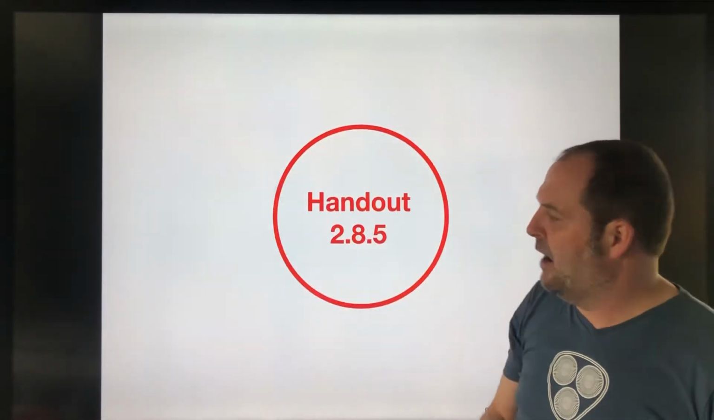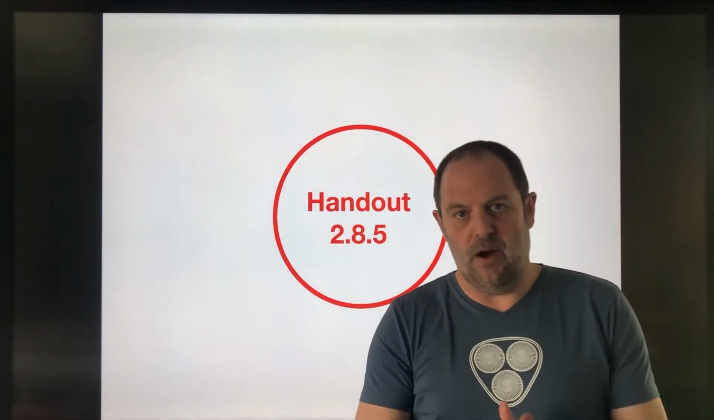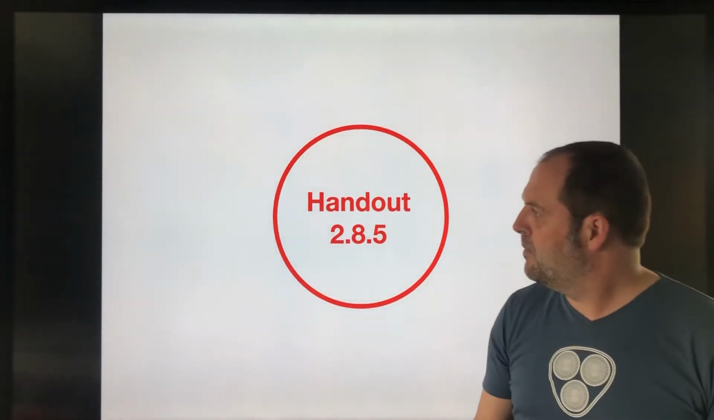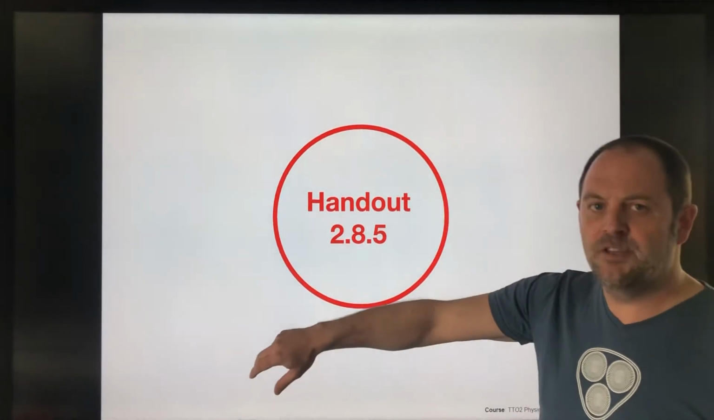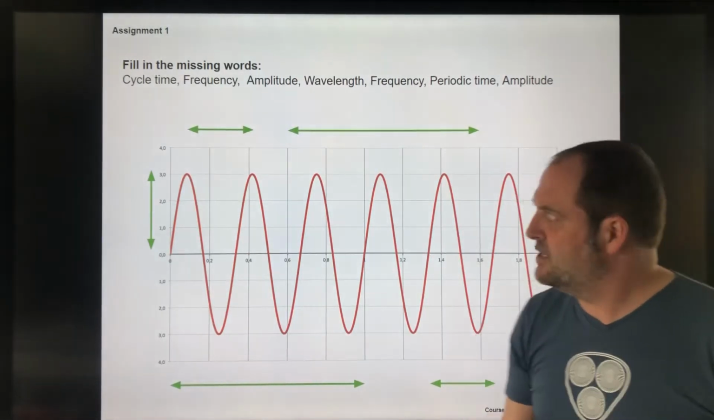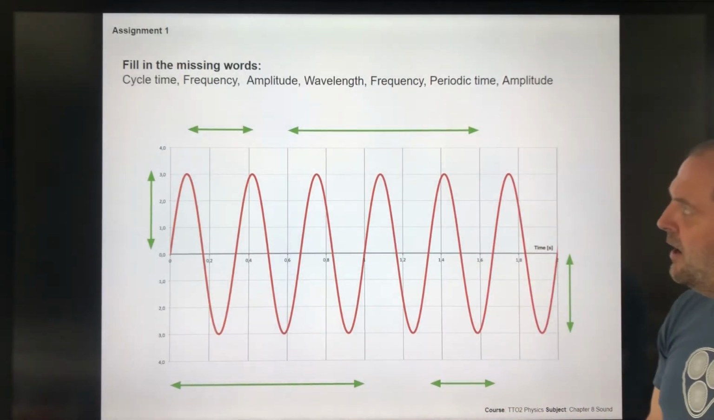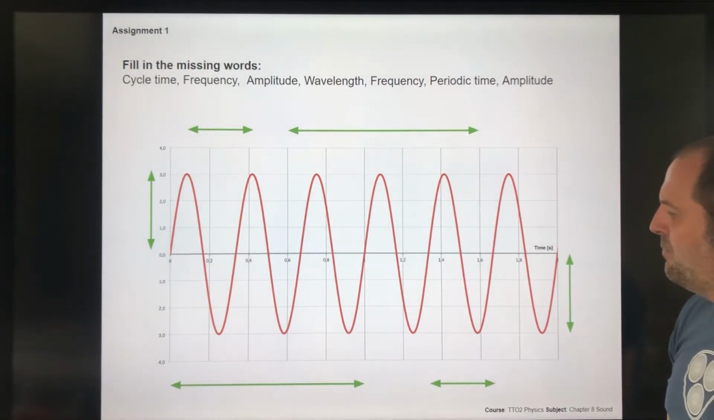I created a handout, and the thing that I want you to do is stop the video and just finish this handout. I will go through all the questions and I will show you the answers. So pause the video and then I'll continue. So the first one is this, fill in the missing words: cycle time, frequency, amplitude, wavelength, frequency again, period time and amplitude.